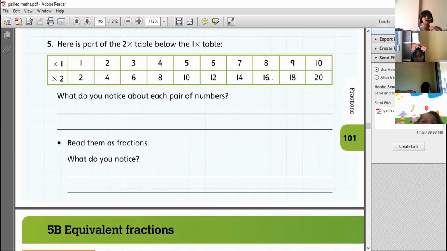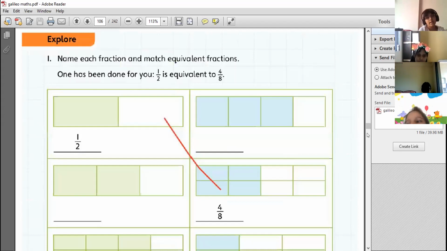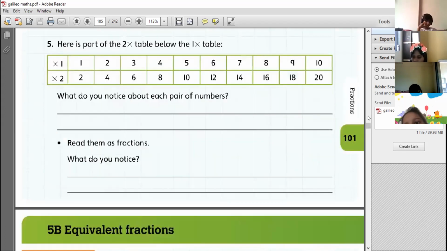Now you can try this one by yourself. Here is a pattern: 1 by 2, 2 by 4, 3 by 6, 4 by 8. So you can say, what is it? It's the one and the same thing. Ma'am, I did this already. Yes, you did this? Look at this. What do we say?